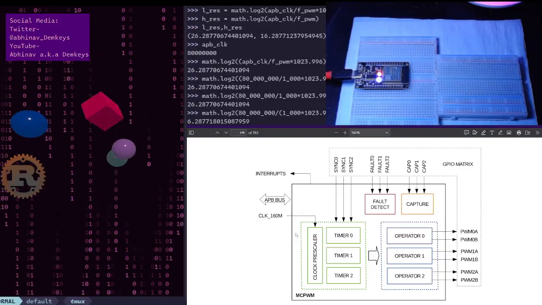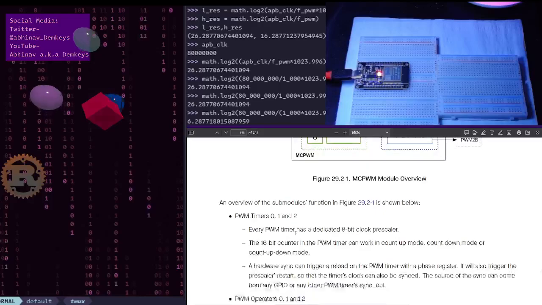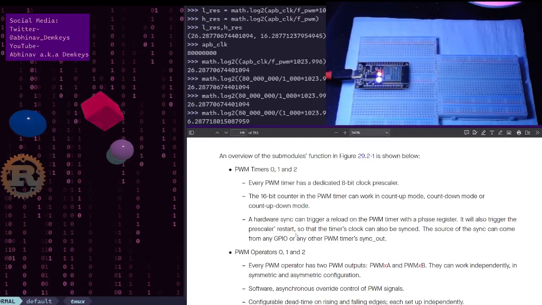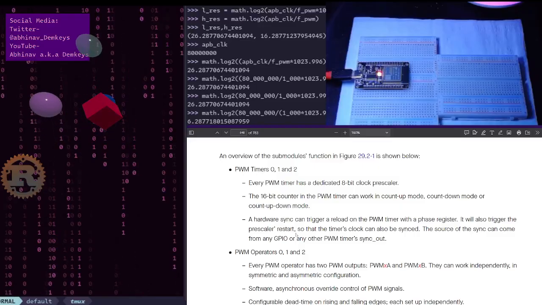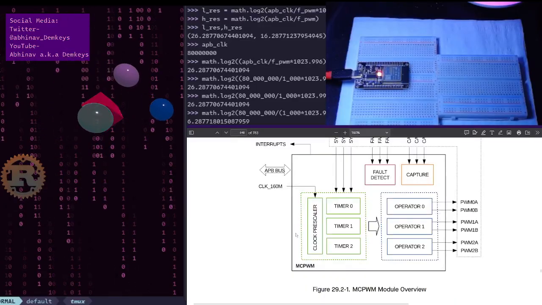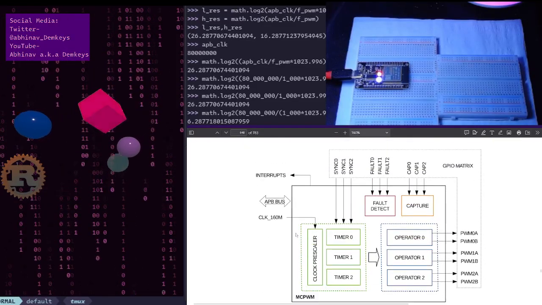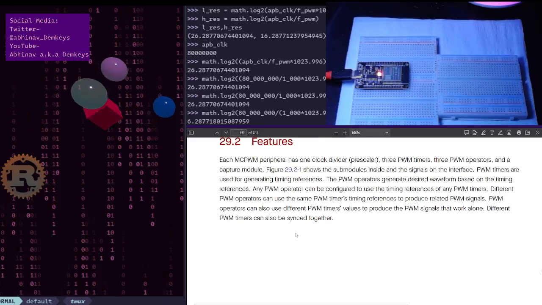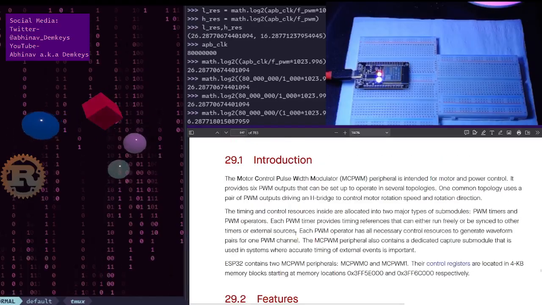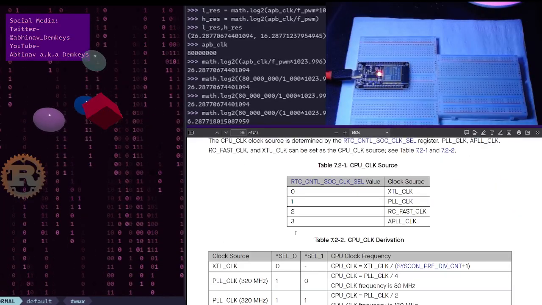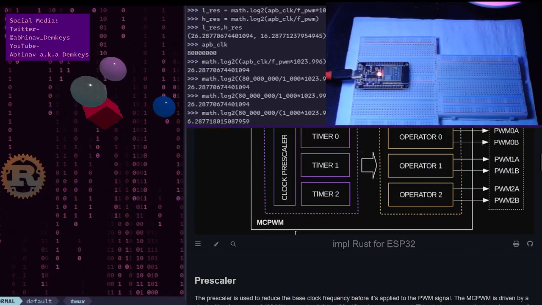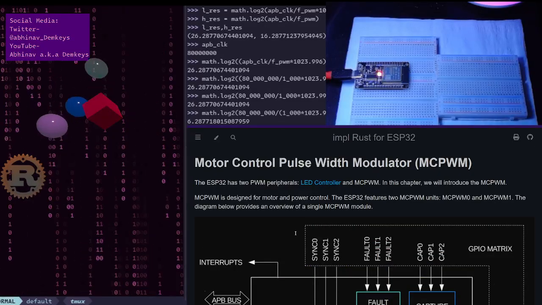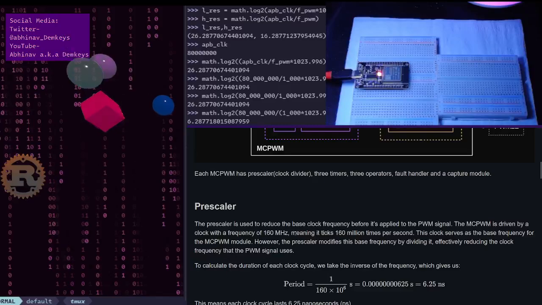Sorry, zoned out. Okay, every PWM timer has a dedicated 8-bit clock prescaler. There are three timers in each MCPWM module, and there are two MCPWM modules, right? I believe so. Yeah, two MCPWM units, I should say.